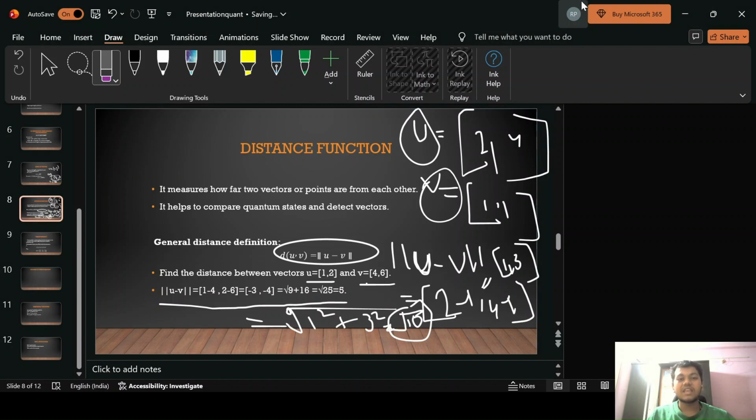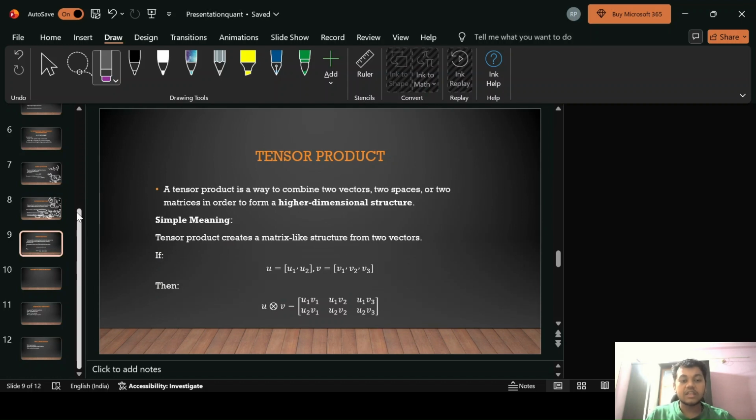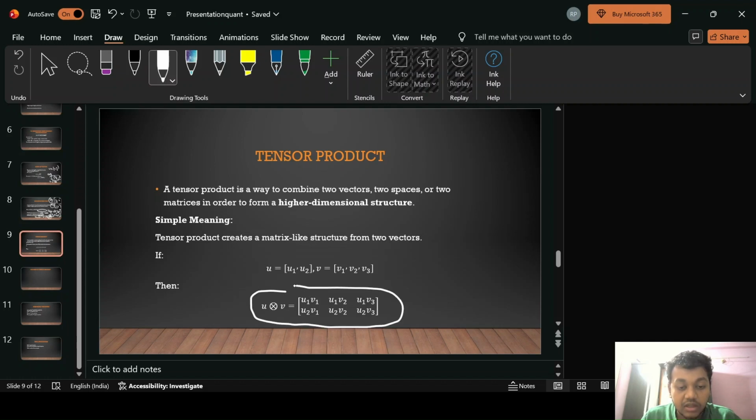So now we'll be seeing our next topic, that is tensor product. Tensor product is nothing but a way to combine two structures, two matrices, or two spaces in order to form a higher dimensional structure. Simple meaning is it creates a matrix like structure for two vectors. As we can see here, u cross v, this is the structure for tensor product.